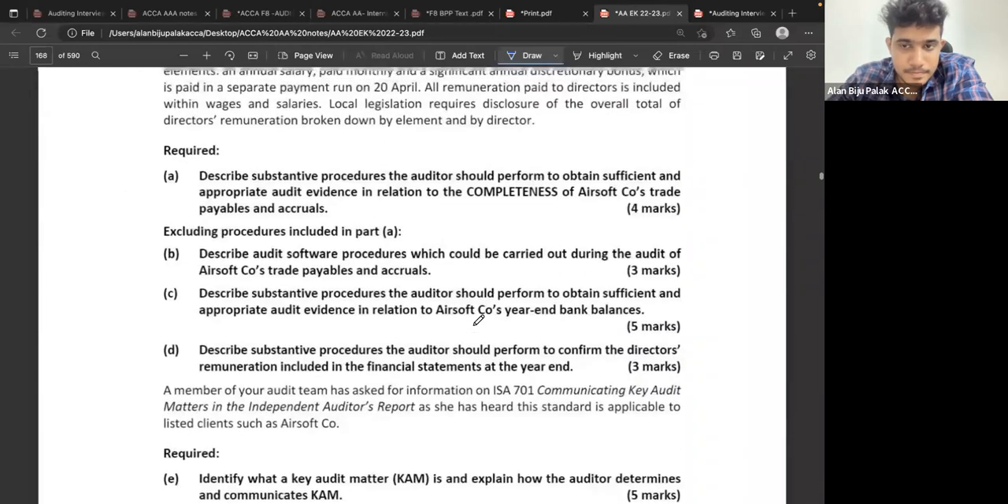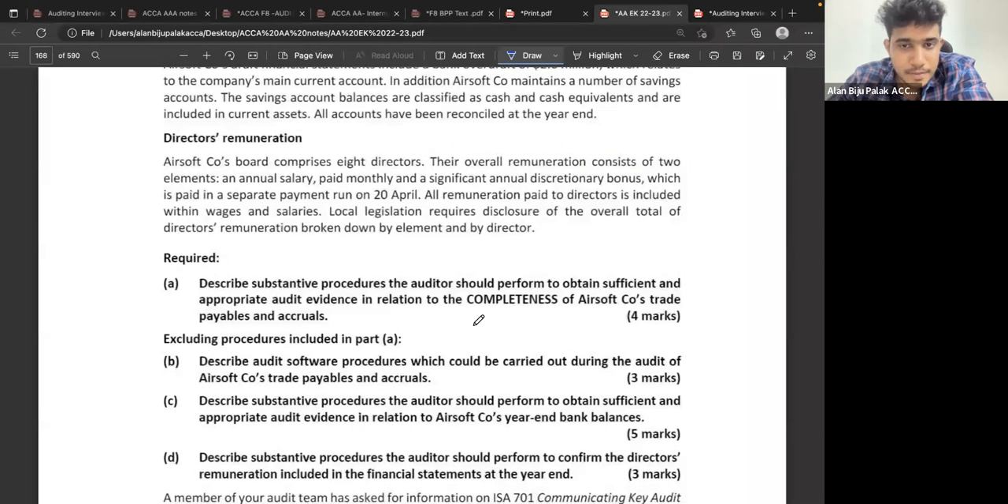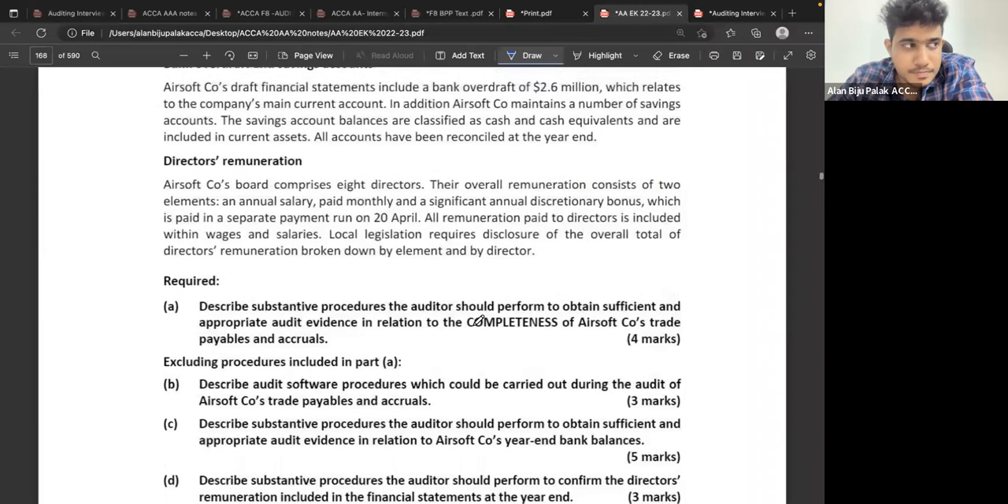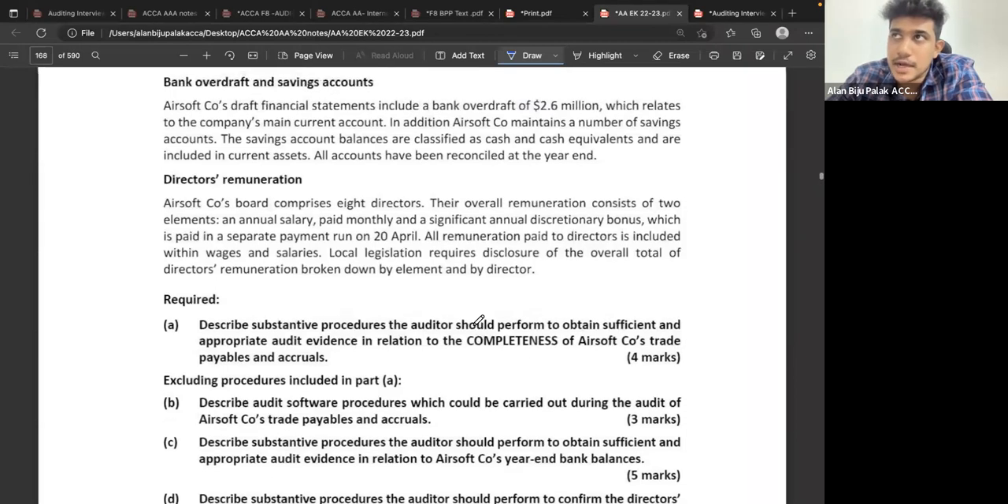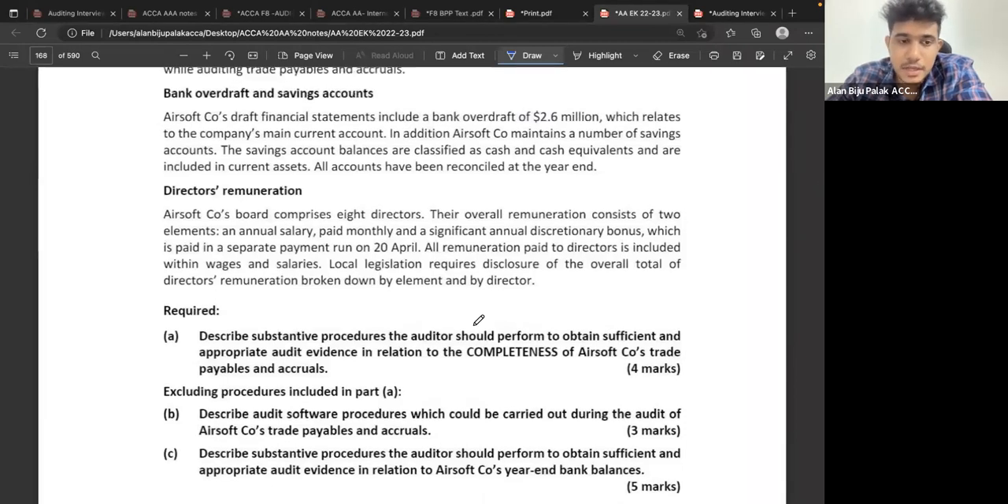Sir, the bank loan. Sorry? Bank loan. When it comes to bank, it will be basic bank. When it comes to a bank loan, if it is over 1 year, it's a non-current liability.